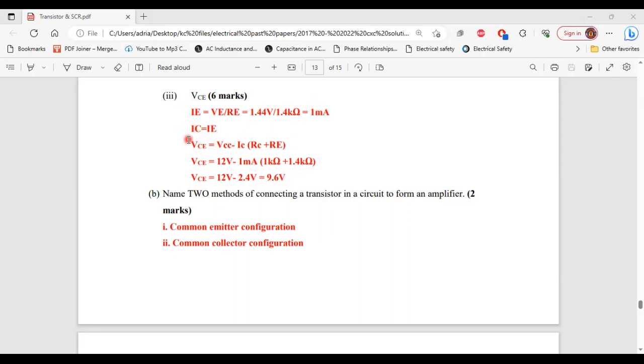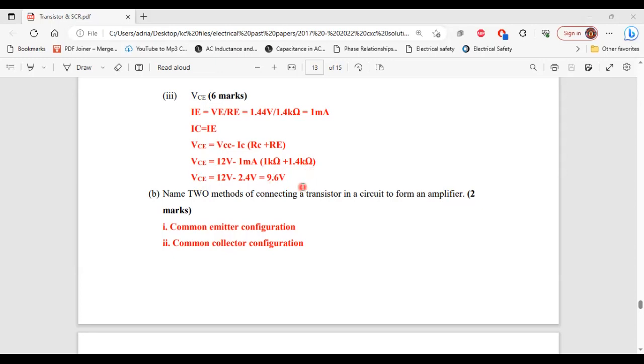So now we can go ahead and calculate VCE. So VCE is equal to VCC minus IC multiplied by, in bracket, RC plus RE. That will give us 12 volt minus 1 milliamp multiplied by, in bracket, 1 kilo ohm plus 1.4 kilo ohm. That will give us 12 volt minus 2.4 volt. That will give us 9.6 volt. So that's it for part three.